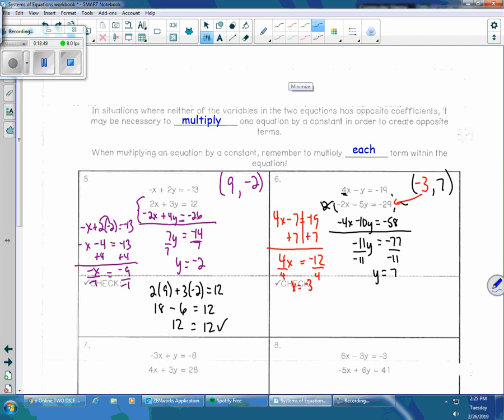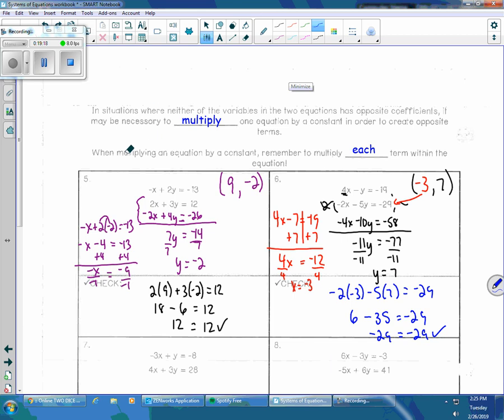Negative 2x, I'm sorry, negative 2, instead of x, I'm going to say negative 3. Minus 5, instead of y, I'm going to say 7. Does that equal negative 29? See, negative 2 times negative 3 is a positive 6. Negative 5 times 7 is a negative 35. Does that equal negative 29? 6 minus 35 is negative 29, and negative 29 equals negative 29. So it's a good answer.